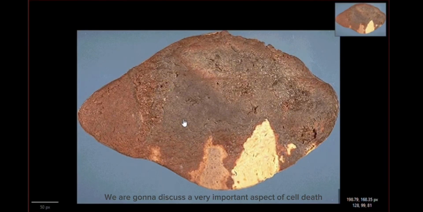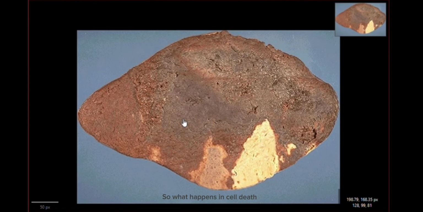We are going to discuss a very important aspect of cell death, which is known as necrosis. Necrosis is basically the result of the proteolytic digestion of the cell and its contents. So whenever there is a release of certain enzymes like proteases and endonucleases, as a result of cell injury or continuous cell injury, it leads to cell death.